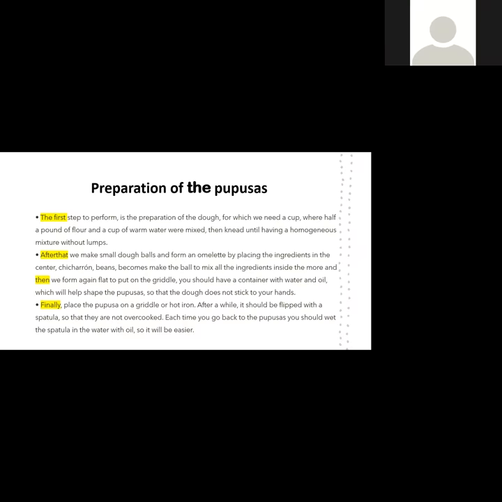After that, we make small dough balls and form an omelet by placing the ingredients in the center.